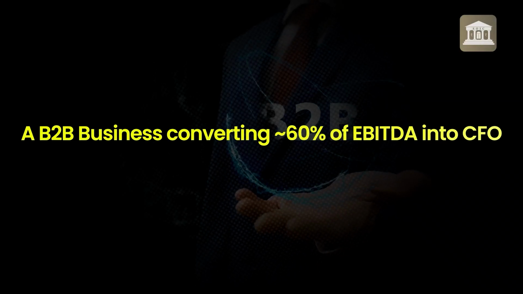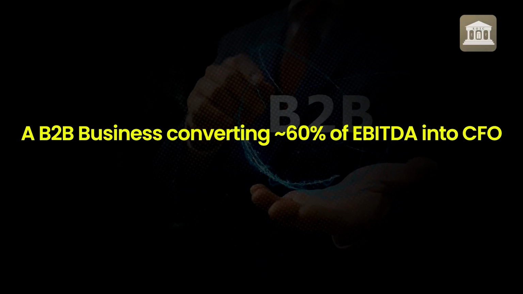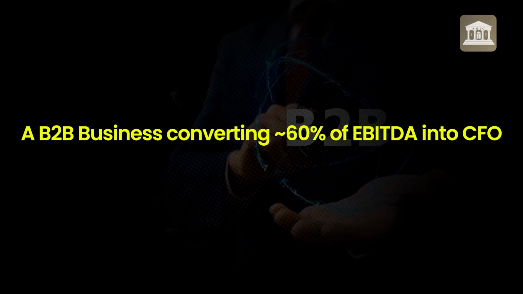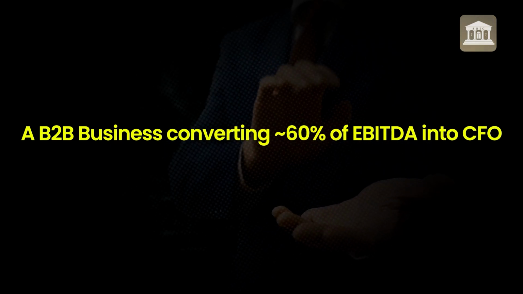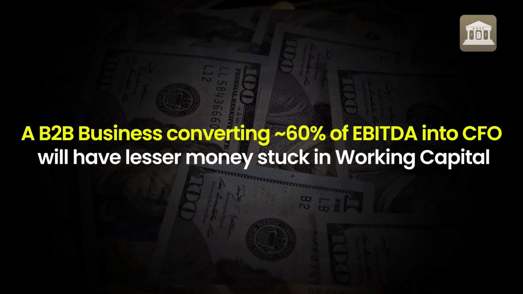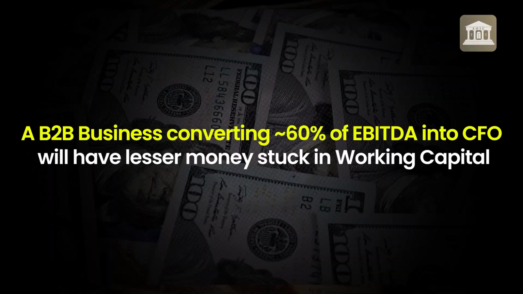So this is why we have to remember that if a company is able to convert more than 60% of its EBITDA into cash flows from operation, specifically B2B businesses, that is businesses which are selling to other businesses, then this means that the company has very little money stuck in working capital. So this is what we are going to learn throughout the session.